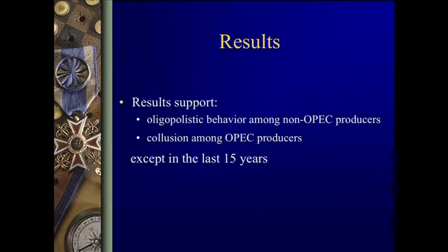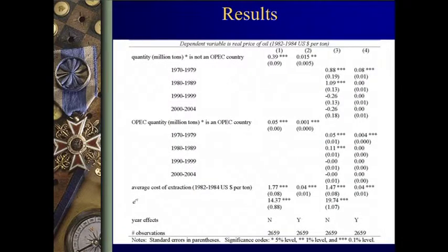So they're good instruments. My results support oligopolistic behavior among non-OPEC producers. So there's market power among non-OPEC producers, and among OPEC producers, there's collusion, so they behave like a monopolist, except in the last 15 years of my data set. Here you can see the first two specifications are the ones where I just estimate theta 1 and theta 2, those market power coefficients. I estimate them for the entire time period.